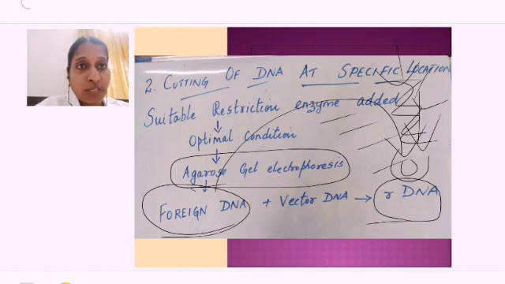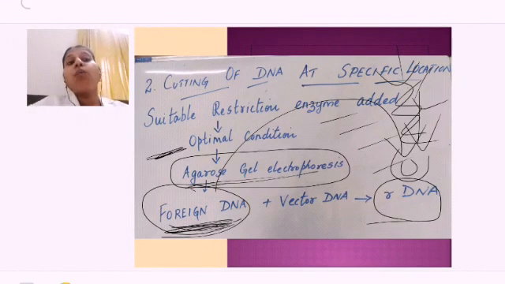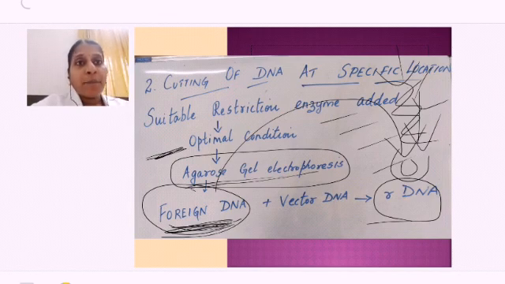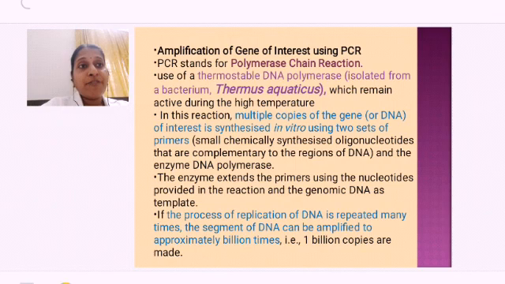Amplification of the gene of interest using PCR, which means in this agarose gel, the fragment which I have taken out, the gene of interest, I want to make many copies of that gene. That foreign DNA, gene of interest, I want to make many copies. How to make these many copies? I can make it by a process called amplification. Okay, and it is done with the help of a machine process called PCR. So what is the next step? Amplification of gene of interest using PCR.